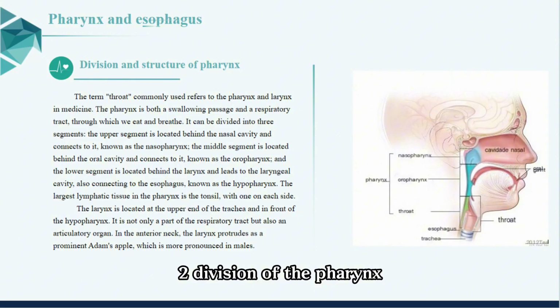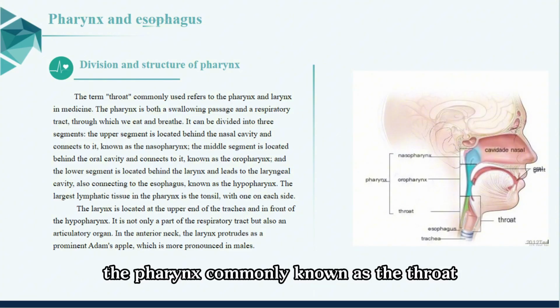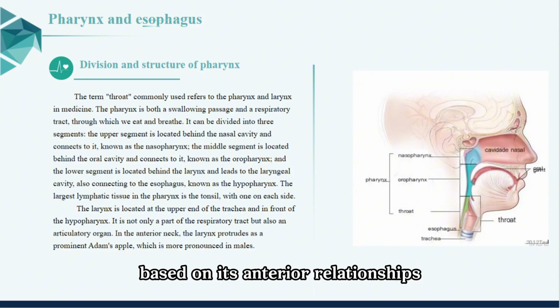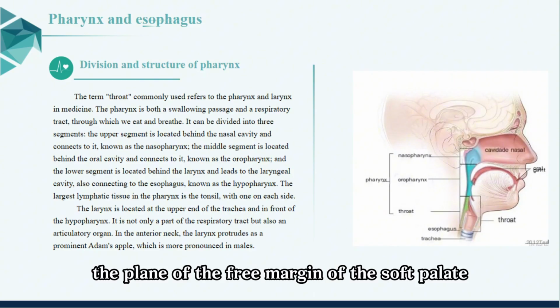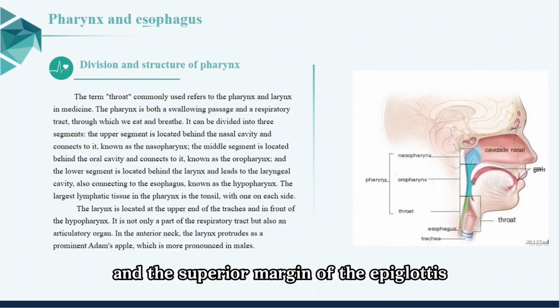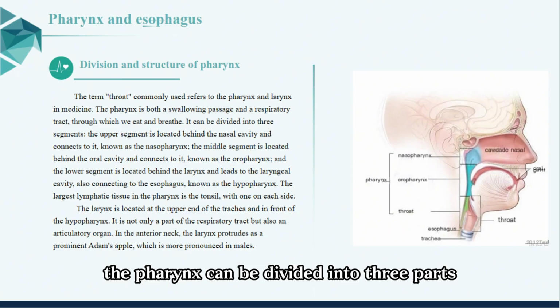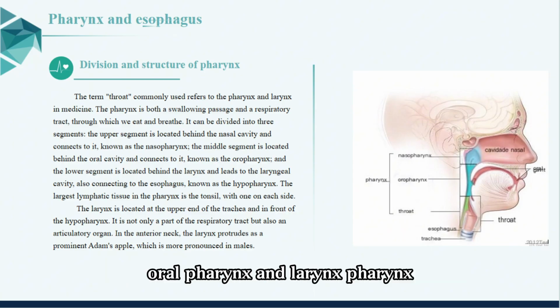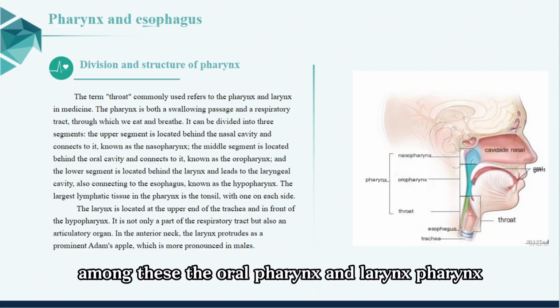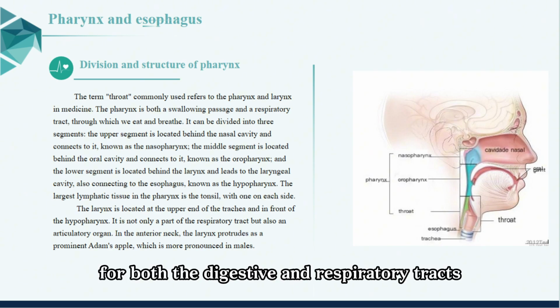2. Division of the pharynx. The pharynx, commonly known as the throat, based on its anterior relationships, and bounded by the plane of the free margin of the soft palate and the superior margin of the epiglottis, can be divided into three parts: the nasopharynx, oropharynx, and laryngopharynx. Among these, the oropharynx and laryngopharynx serve as common passages for both the digestive and respiratory tracts.